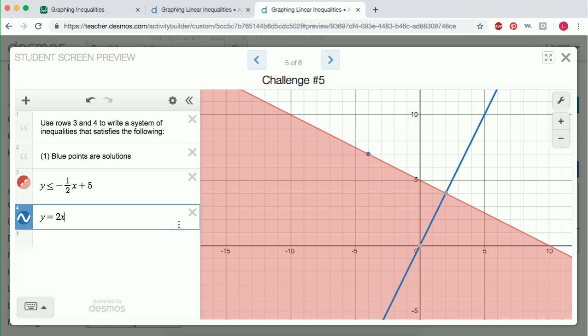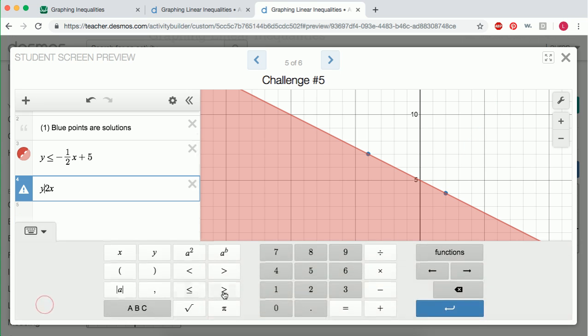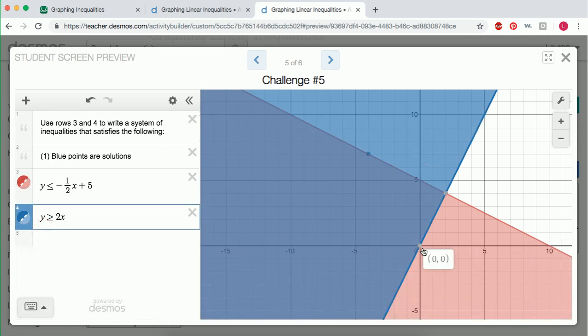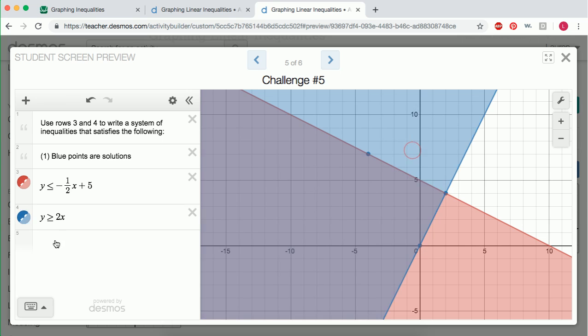Now we need to make this an inequality, and we want to include this blue point over here. So we need to be above the line. So greater than or equal to. And that includes the points on the line and the third blue point. There we go.